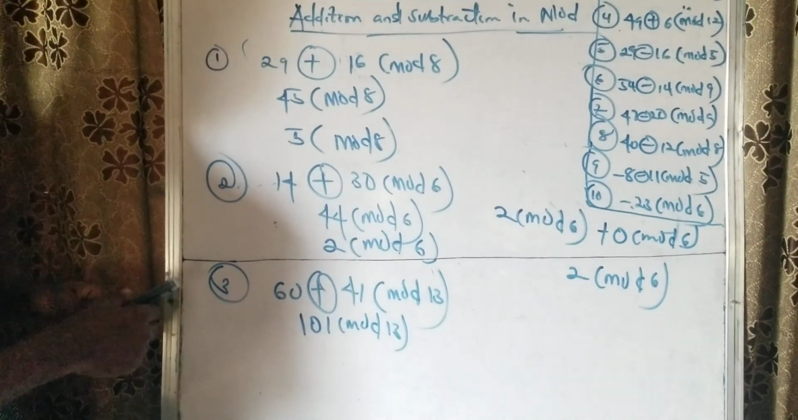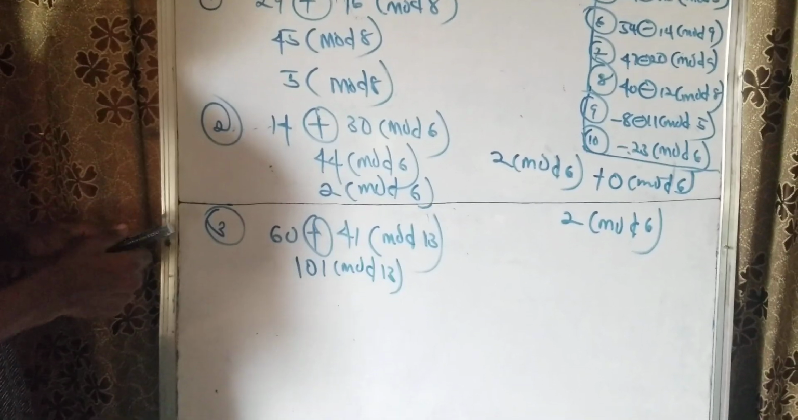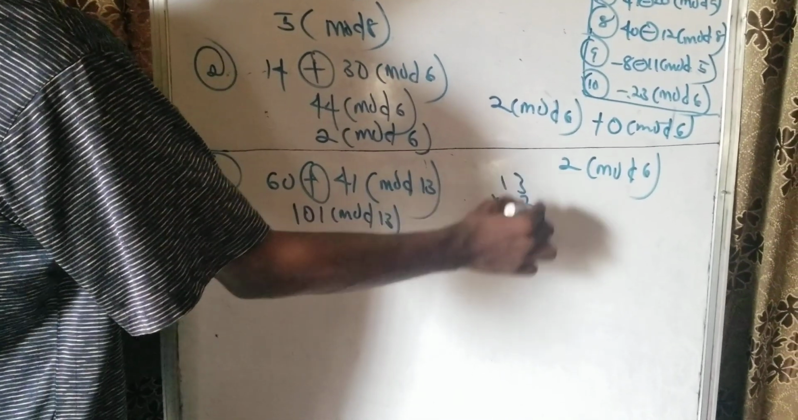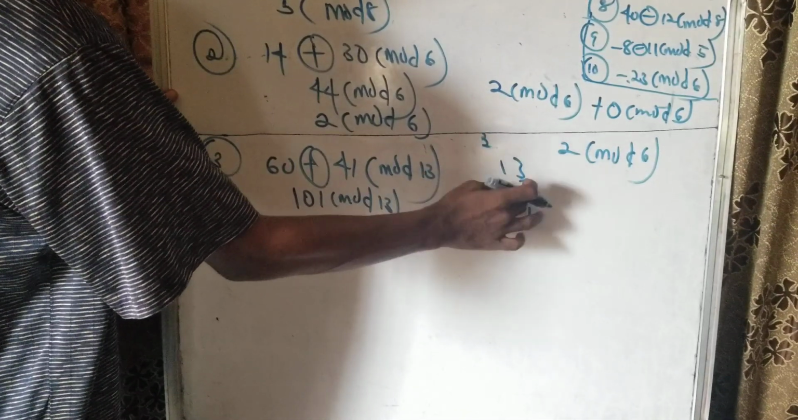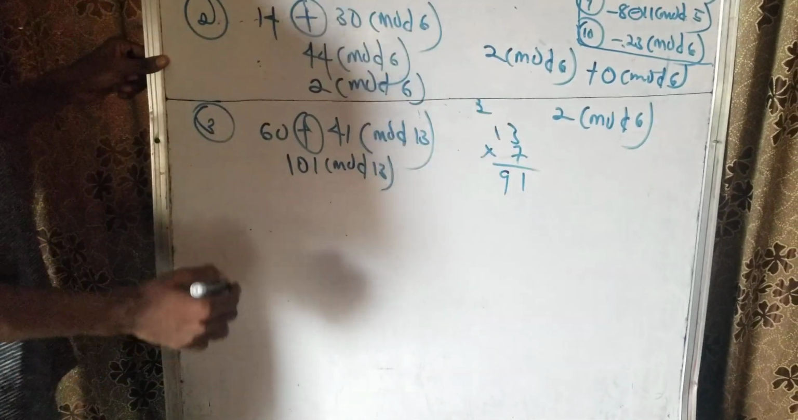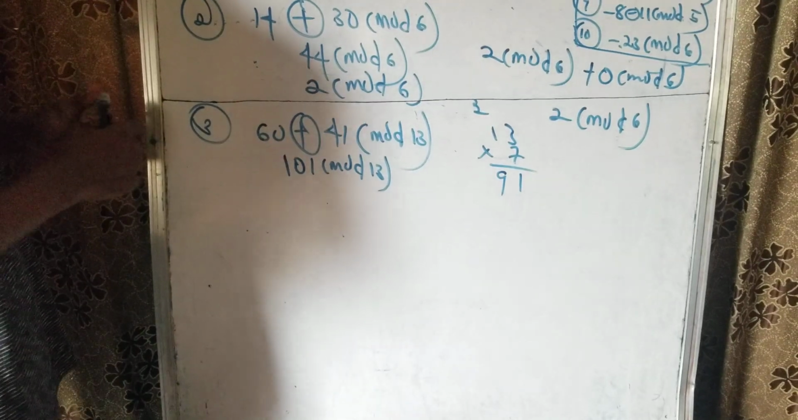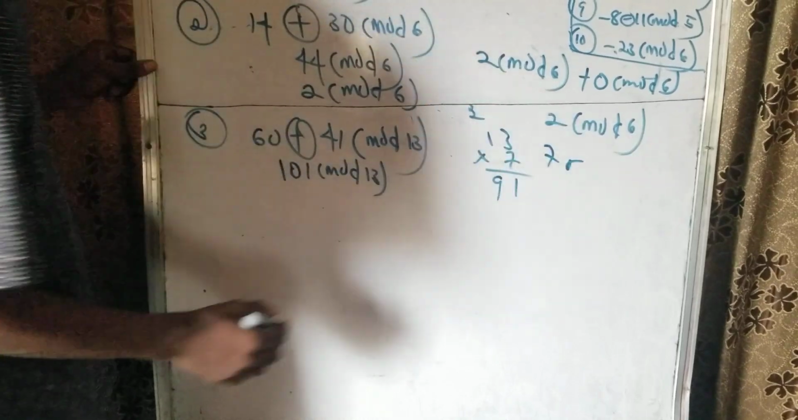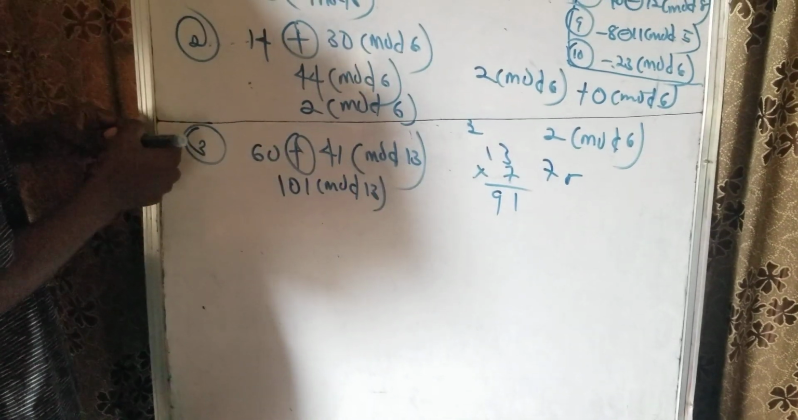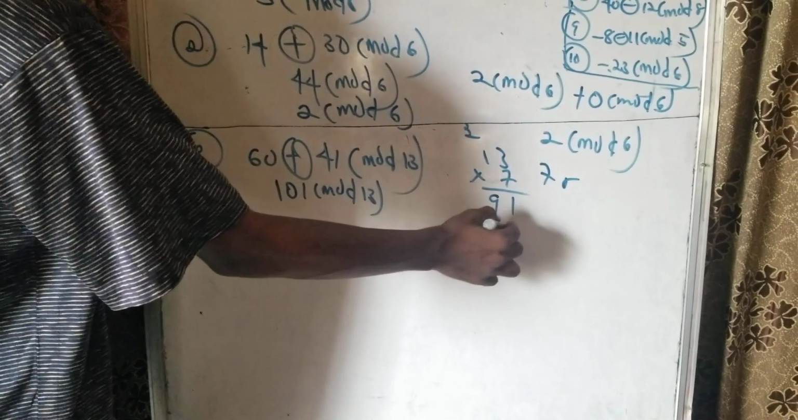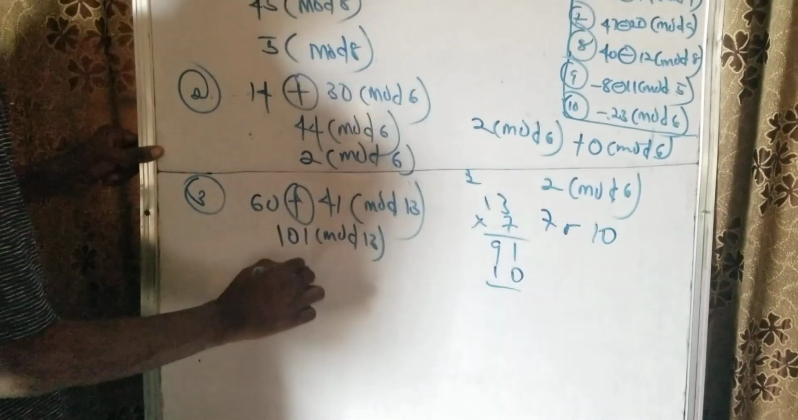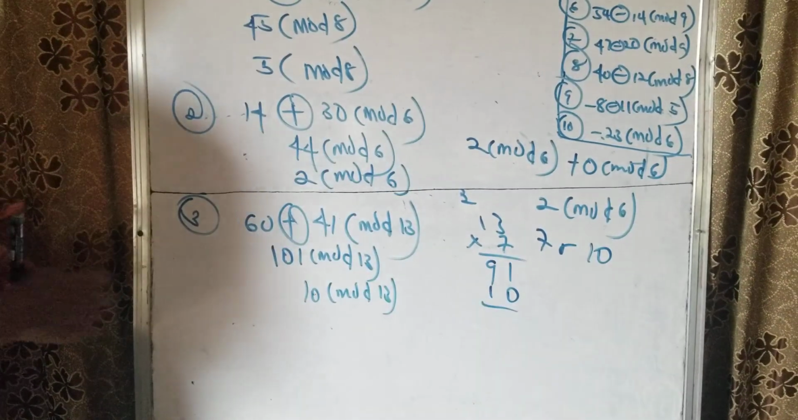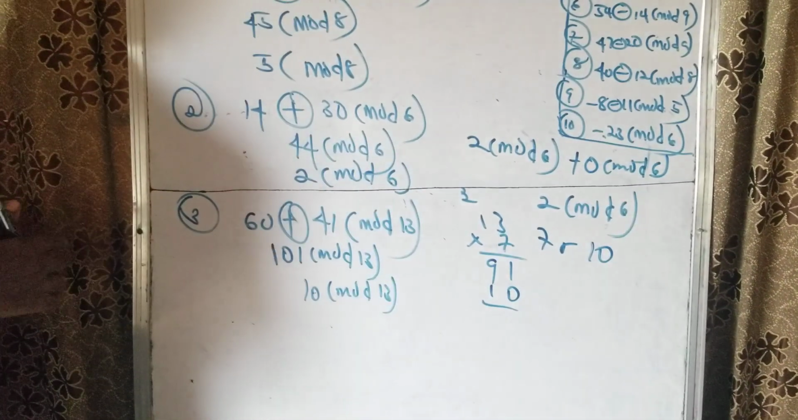So we should say 8, no, 7. Yeah, 13 times 7. 7 times 3 is 21, right? 1, keep 2. 7 times 1, 7 plus 2, that's 9. So that is 91. So it will go 7 times, remainder what? 101 minus 91. What are we going to have here? 10. So here we have 10 mod 13.